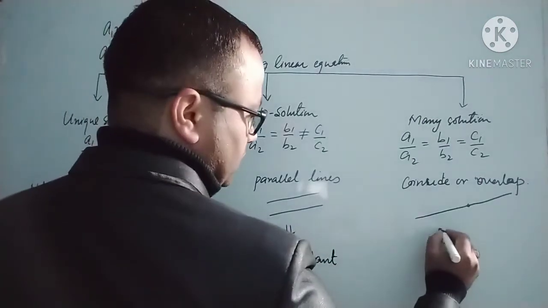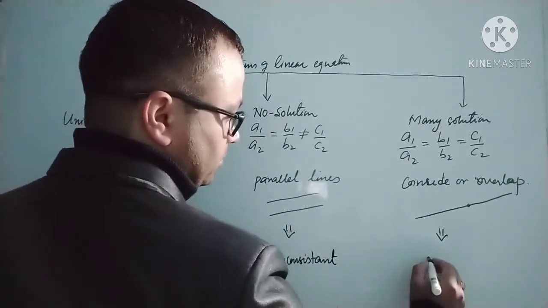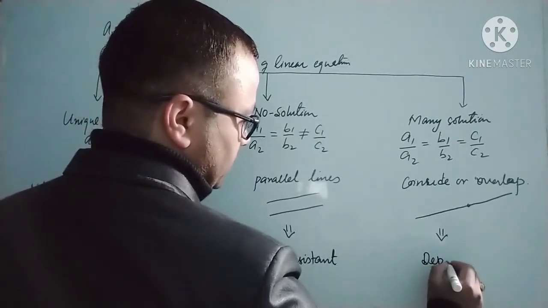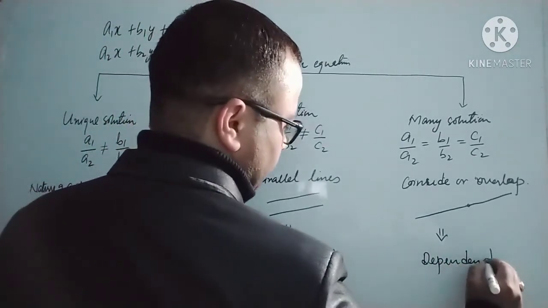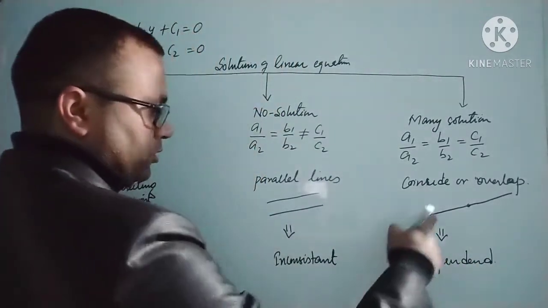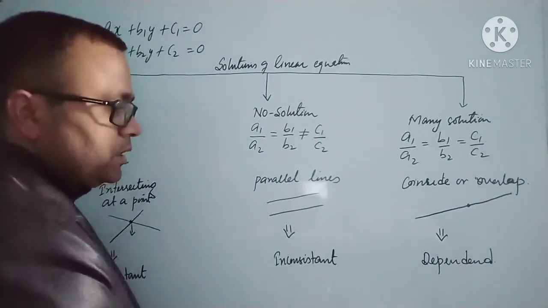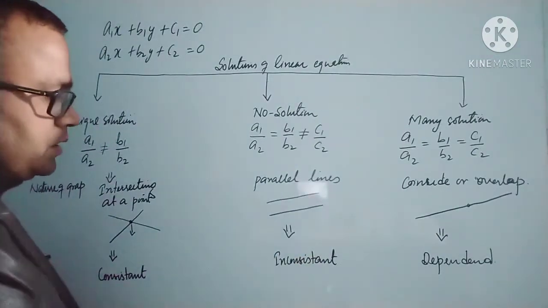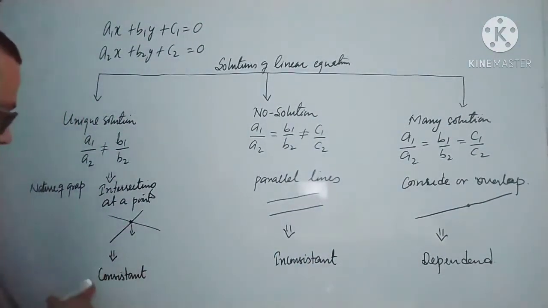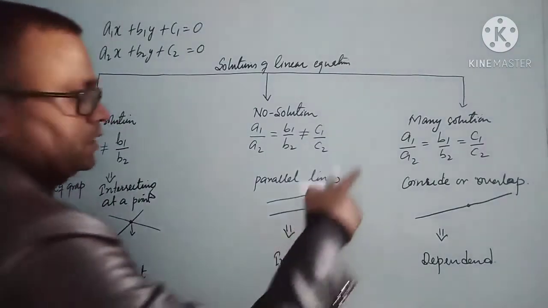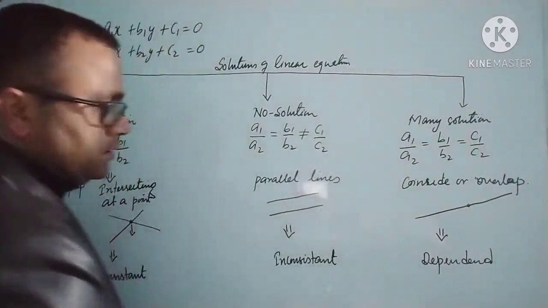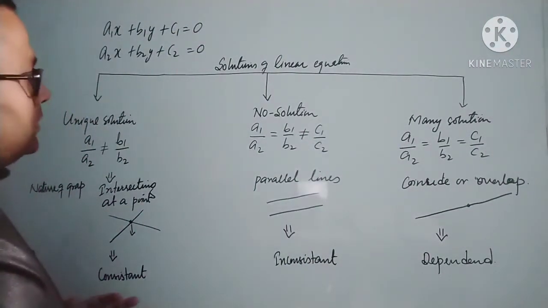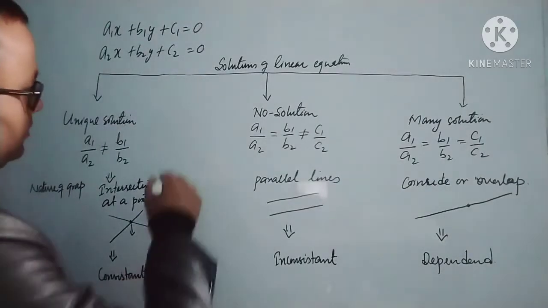If the solution is many solutions, then it is dependent, or it is also called consistent. In case of no solution, the condition will be inconsistent. In case of unique solution, the condition will be consistent. In case of many solutions, the condition will be dependent. So these are the solutions of linear equation.